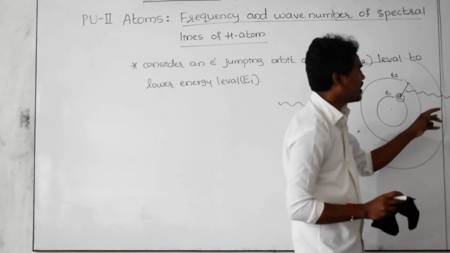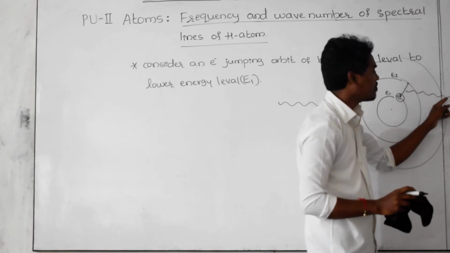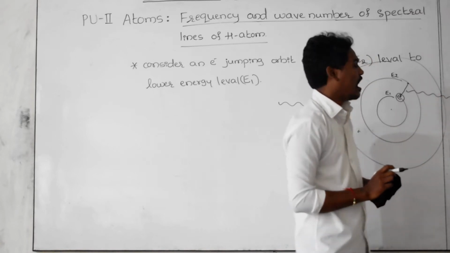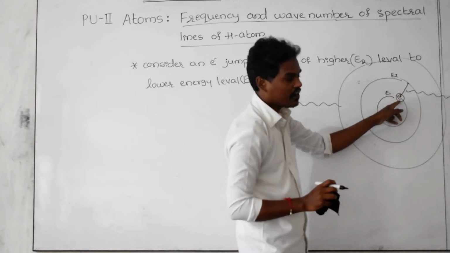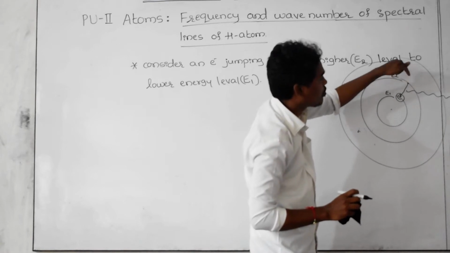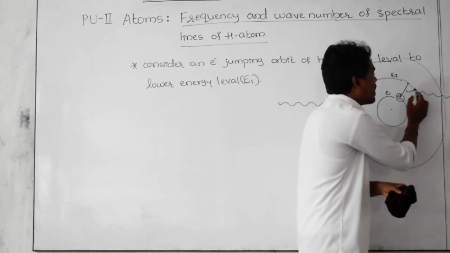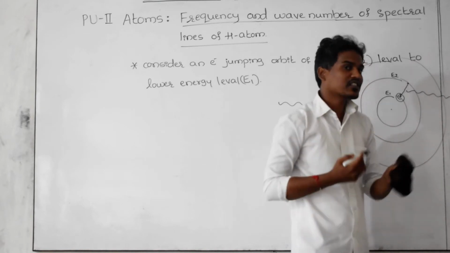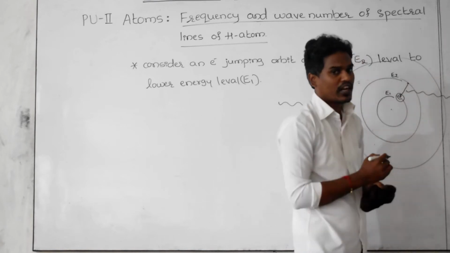But now we need to find out what is the wavelength or what is the frequency of this radiation. How to find that out here? This is the higher energy level, this is the lower energy level. Whenever the electron makes a transition from a higher energy level to a lower energy level, that electron emits energy in the form of electromagnetic radiation. How much energy is emitted by this electron? Then how to find that out?